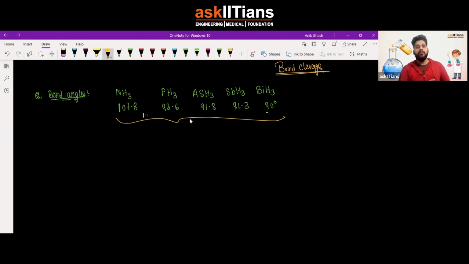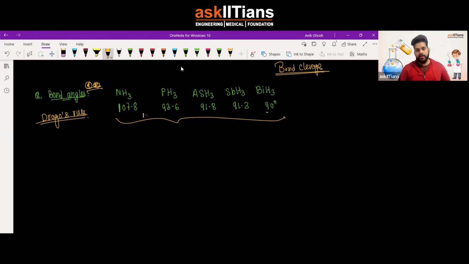Okay. Now, coming to the next point, guys, which is a very, very, very important point of this chapter, and also for chemical bonding chapters, which is known as Drago's rule. This is called Drago's rule. Ammonia, phosphine, arsine, stibine, and bismuth hydride are the ones that follow Drago's rule.